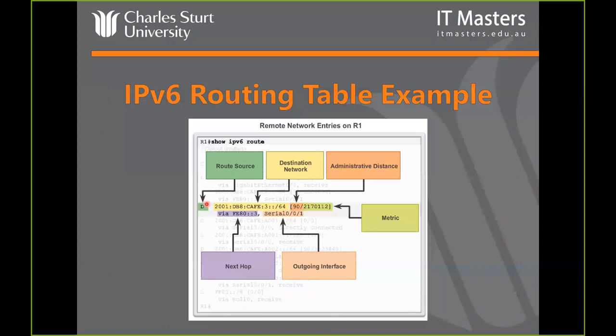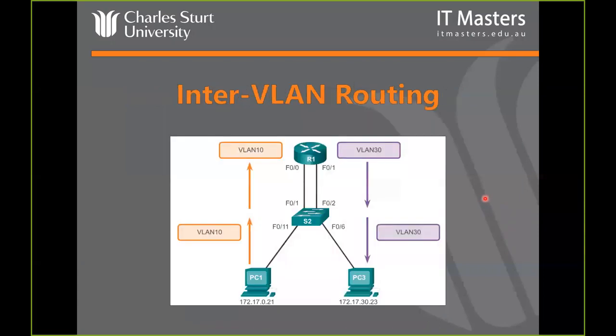Okay, so we've got D, the route source, D, EIGRP, the network destination and subnet mask, the administrative distance, so 90 for EIGRP, it's another way we know it's EIGRP. The metric, that's another way we know it's EIGRP because it's got a funny metric. This is via, so that's the next hop IP address, and then the interface which that will go out. So it's exactly the same components as an IPv4 route table entry.